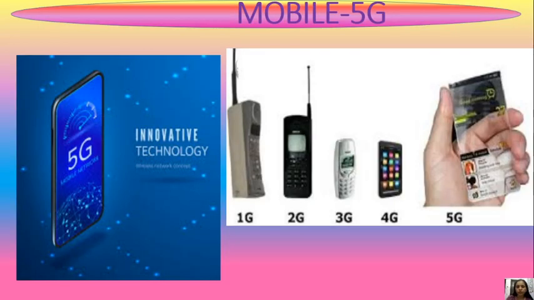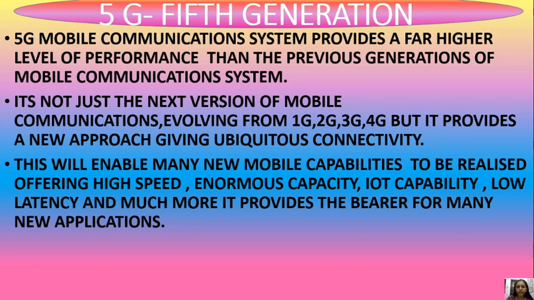Now here you can see 5G mobile images. Some points are here related to 5G, 5th generation. This 5G mobile communication system provides a far higher level of performance than the previous generations of mobile communication systems. It's not just the next version of mobile communications evolving from 1G, 2G, 3G, 4G, but it provides a new approach giving ubiquitous connectivity. Ubiquitous we can say everywhere.